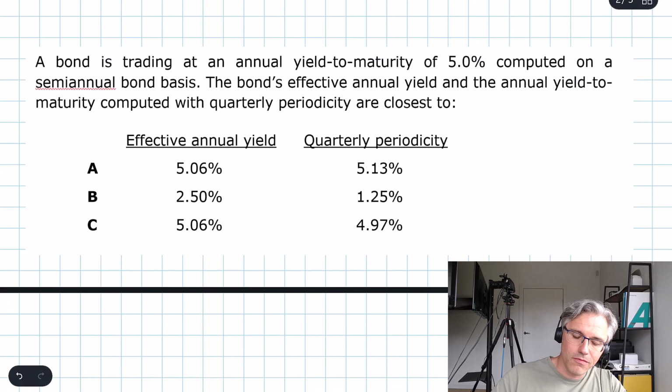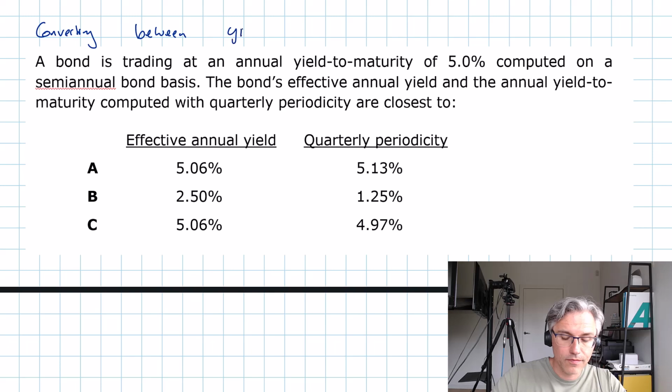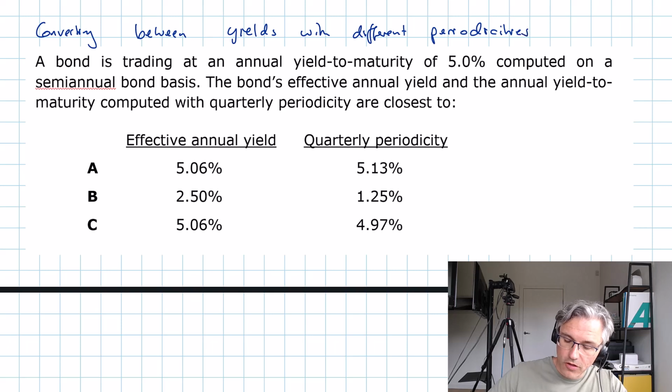Now, the final bit which you need to know on this topic is how do you go about converting between yields or rates with different periodicities, effectively different compounding assumptions. Okay.